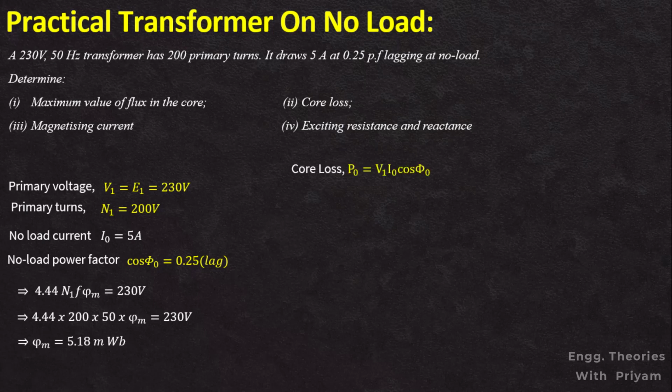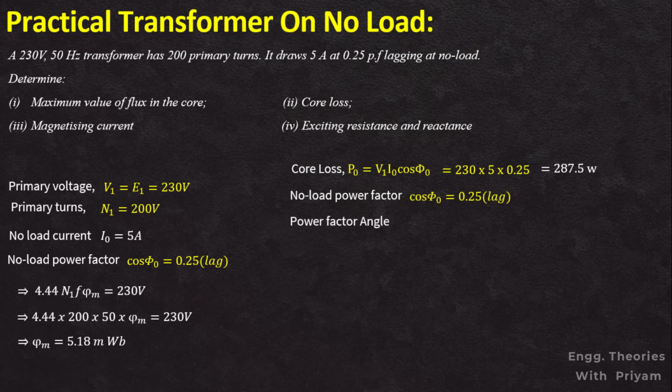milliweber. Now we know that the core loss P naught is equal to V1 I naught cos phi naught. By putting the value of V1 as 230, I naught as 5 ampere, and cos phi naught as 0.25, we can calculate this core loss as 287.5 watt. Now the no load power factor cos phi naught is given as 0.25 lagging, and from there we can calculate the power factor angle as 72.52 degree.